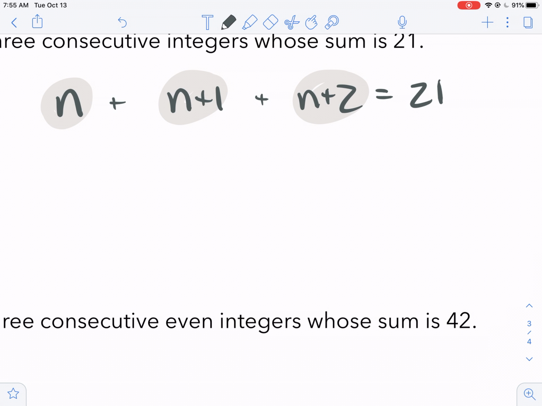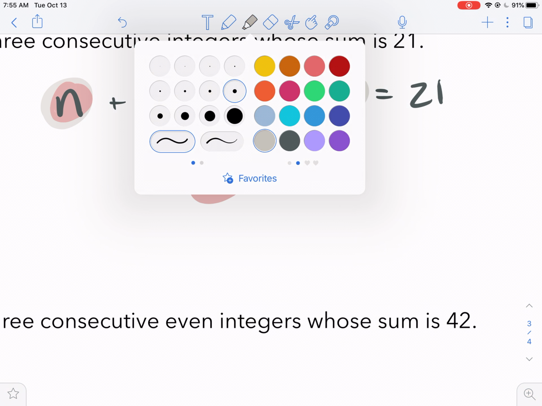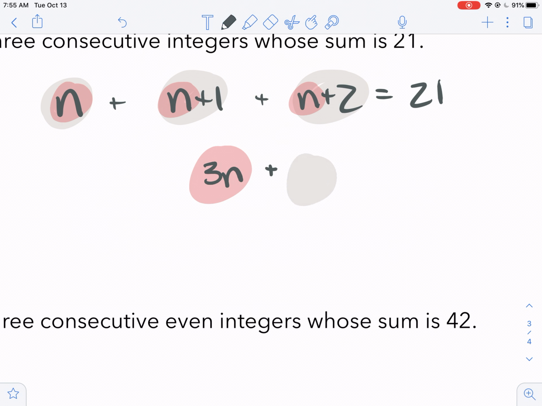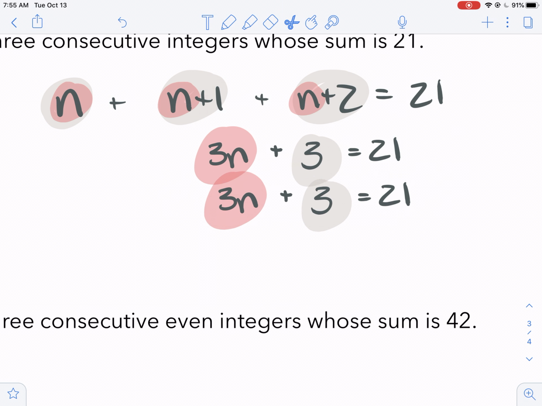Now that's great, but now what do we do from here? Here, you're going to add up all the n's. How many n's do you have? You have 1, 2, 3 n's. So that's the same thing as 3n plus, and then how many leftover numbers do you have? 3. 3n plus 3 equals 21. Now that we've got our equation, we can solve it for n.